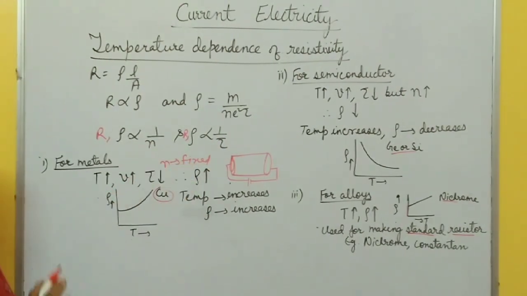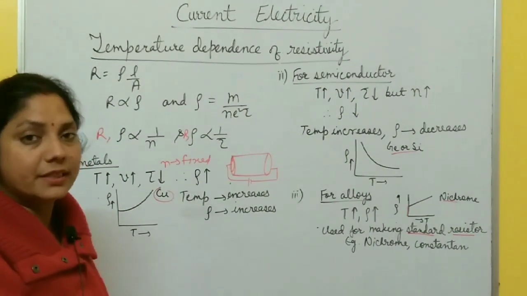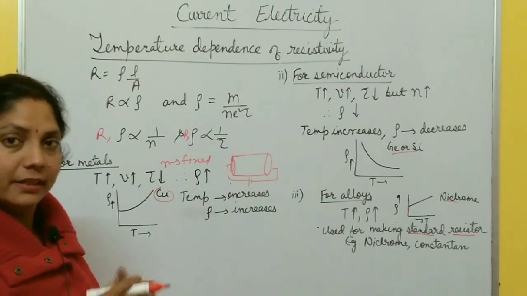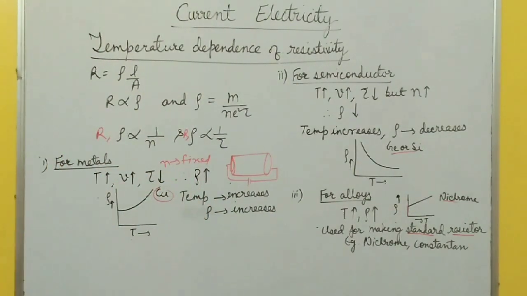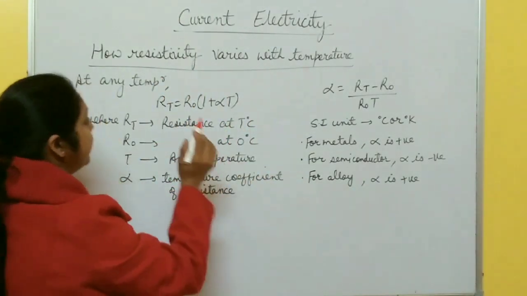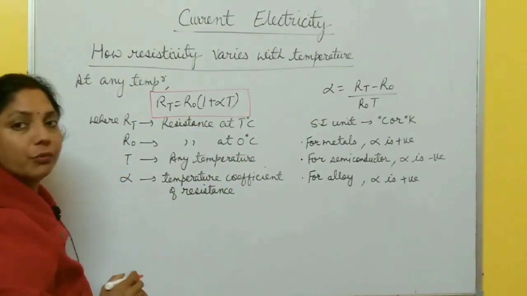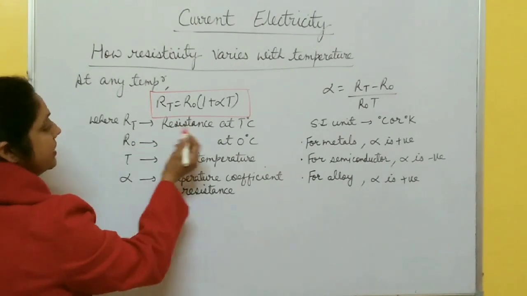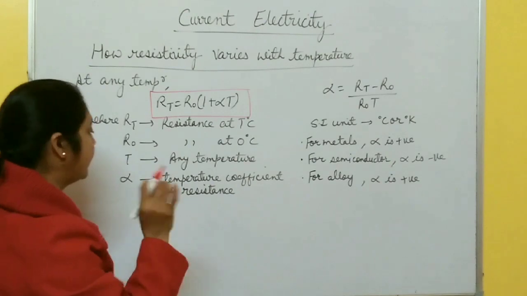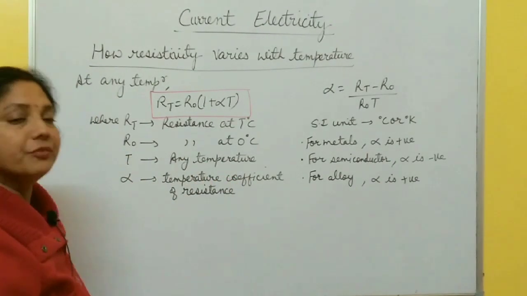So graphically I represent these things, but what is the mathematical expression for temperature dependence of resistivity? How do we express this in one expression? Let us see. Please take a screenshot of this one, fast. Now, the mathematical expression for how resistivity varies with temperature. At any temperature, the expression is R_T equals R naught times (1 plus alpha T), where R_T is resistance at any temperature T degrees Celsius, R naught is resistance at 0 degrees Celsius, T is any temperature, and alpha is called the temperature coefficient of resistance.